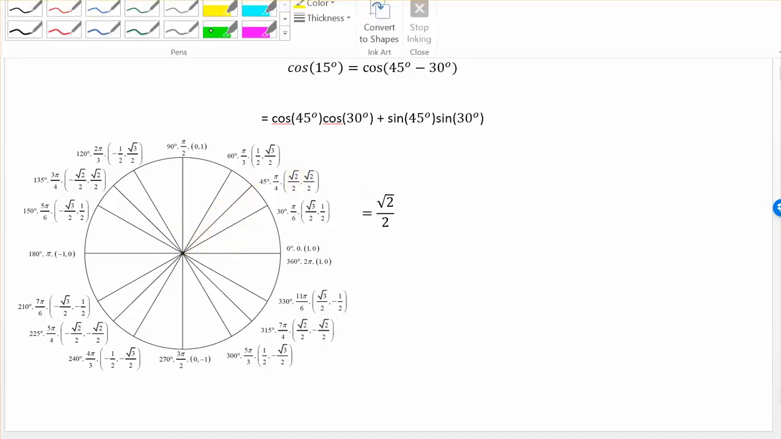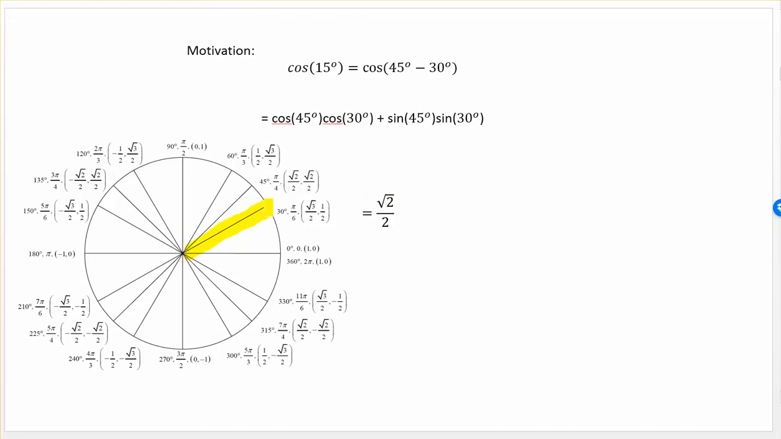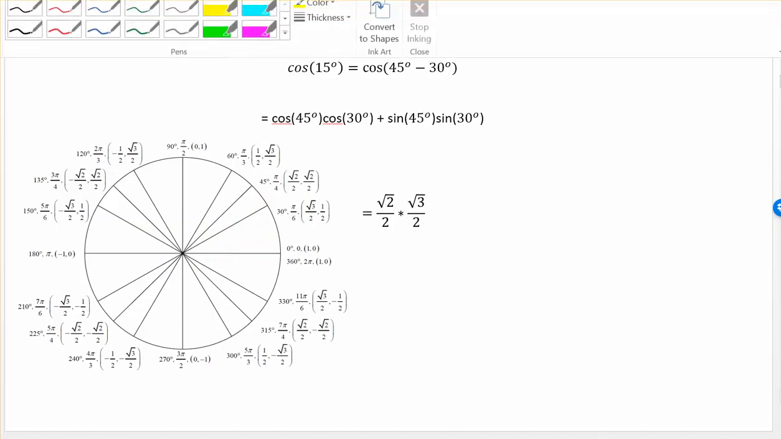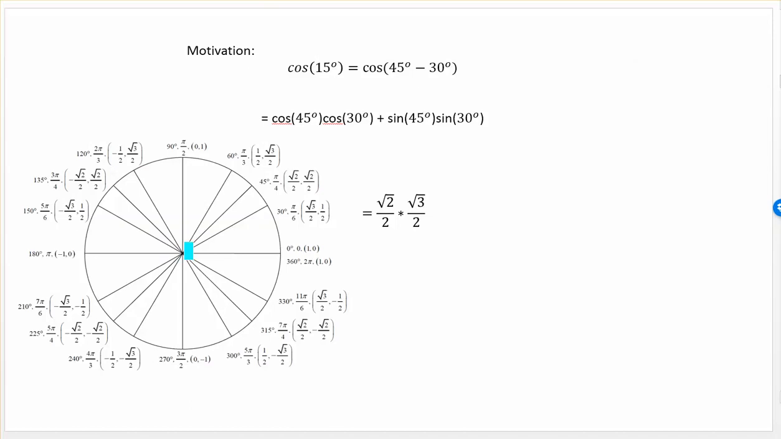Then we go to 30 degrees. And we take the x coordinate because that corresponds with the cosine of 30 degrees, which is the square root of 3 over 2. So we're going to multiply the square root of 3 over 2 by the square root of 2 over 2. Now we have the sine values to take care of. For sine, we use the y coordinate. So here at 45 degrees, the y coordinate is the square root of 2 over 2. And we add the square root of 2 over 2 in there. Then we take into account 30 degrees, the y coordinate is 1/2, filling that in.